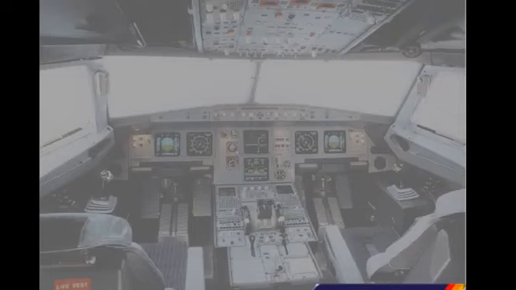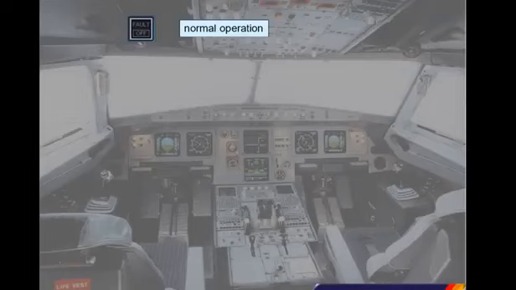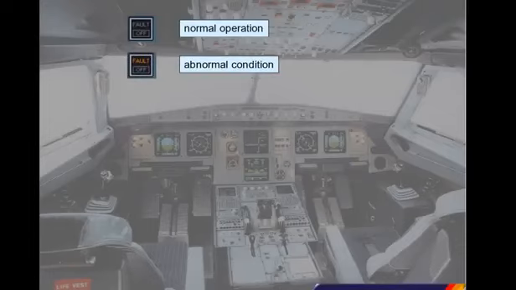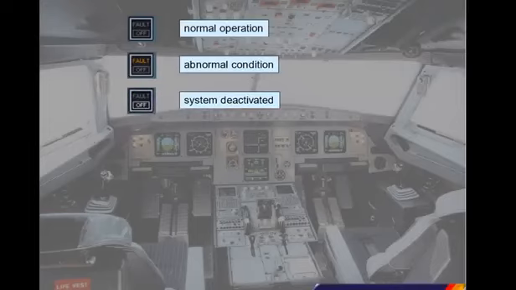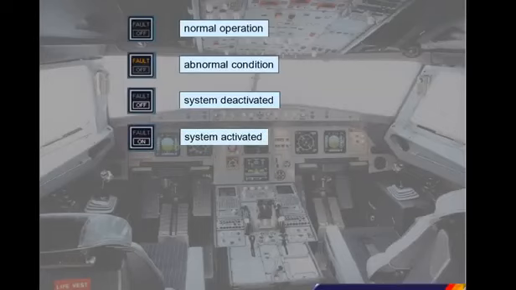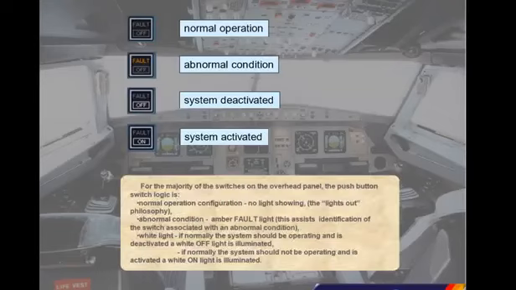For the majority of the switches on the overhead panel, the push-button switch logic is normal operation configuration, no light showing, the lights out philosophy. Abnormal condition, amber fault light. This assists identification of the switch associated with an abnormal condition. White light. If normally the system should be operating and is deactivated, a white off light is illuminated. If normally the system should not be operating and is activated, a white on light is illuminated.